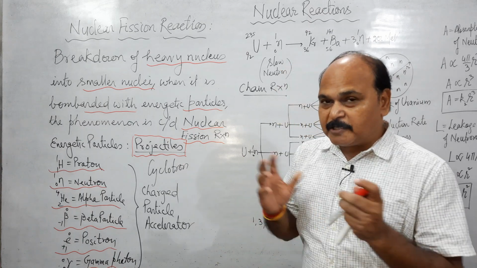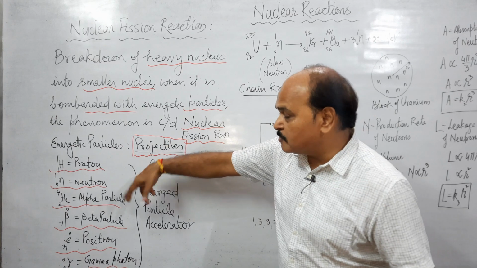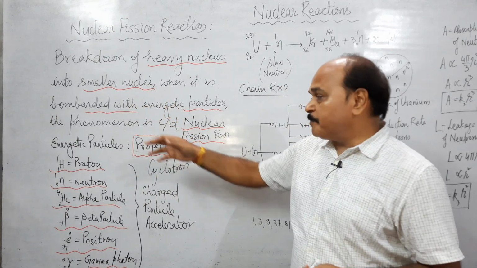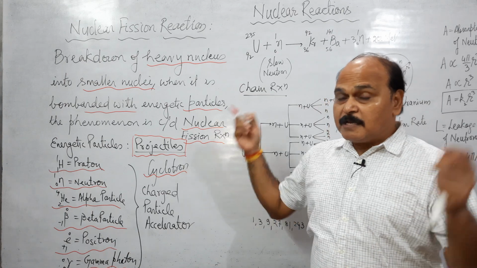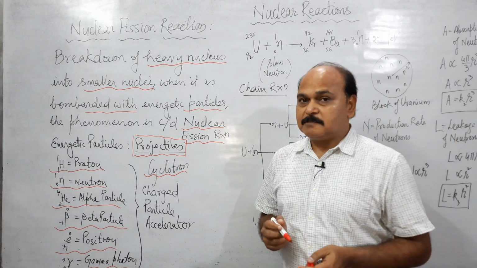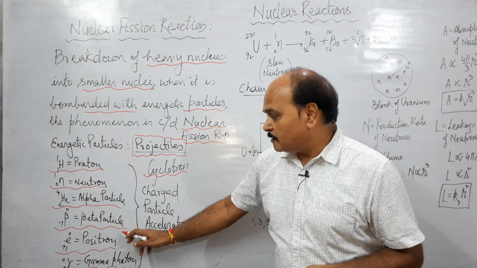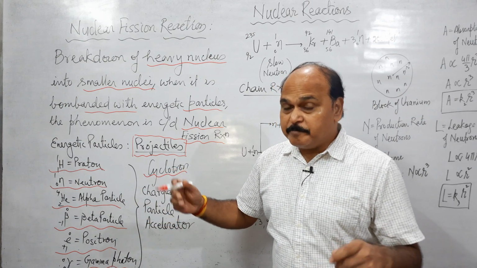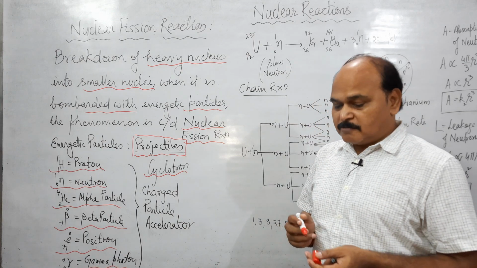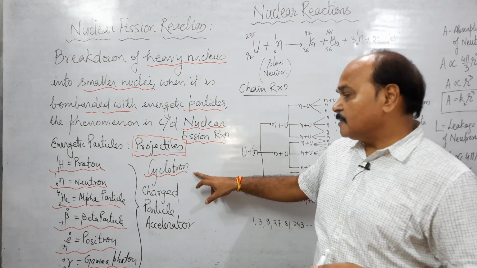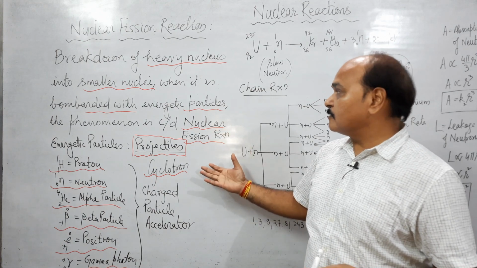And children, all these projectiles, mostly the charged particles used as projectiles, are produced by a cyclotron. Cyclotron is a charged particle accelerator. The beta particle is produced by a betatron, another charged particle accelerator. So these charged particles are produced by a machine called a cyclotron or betatron.